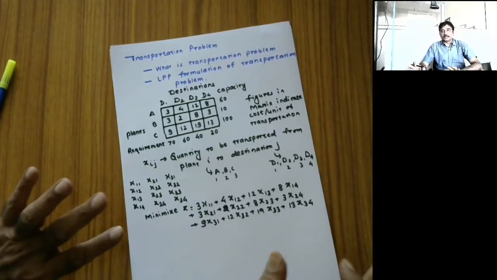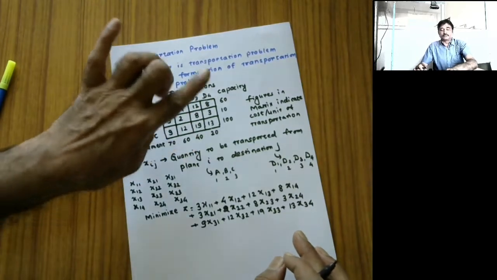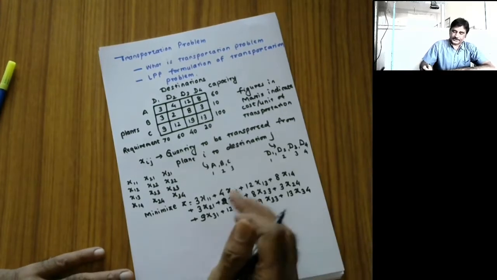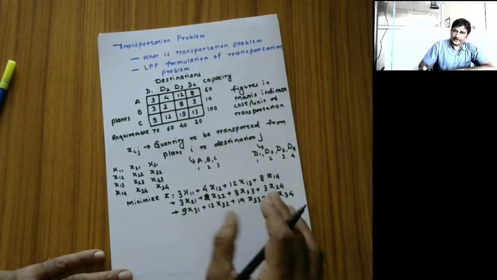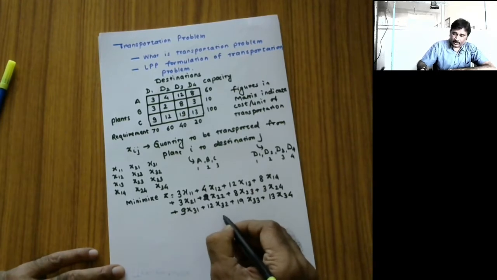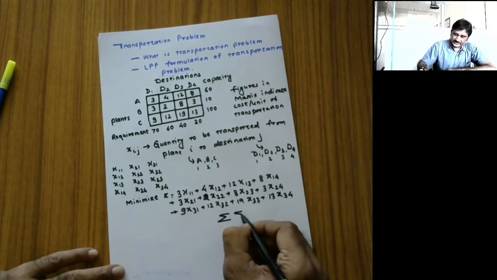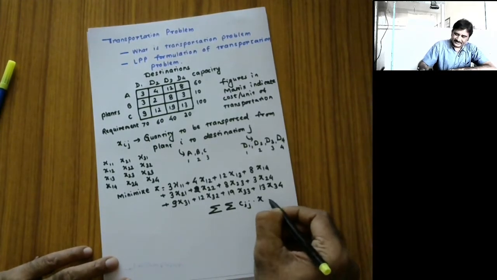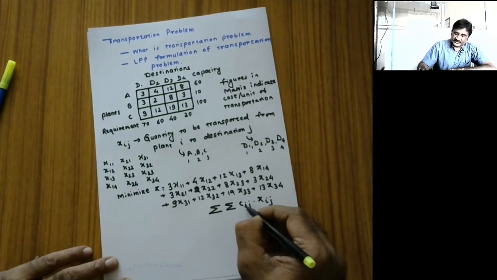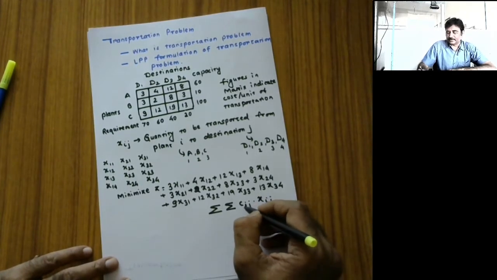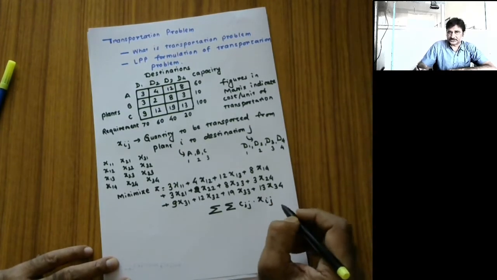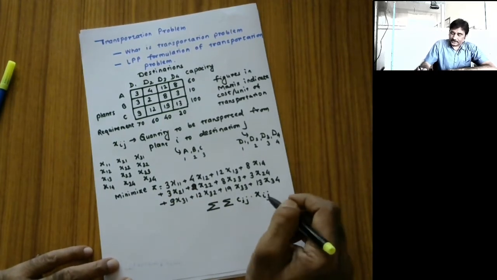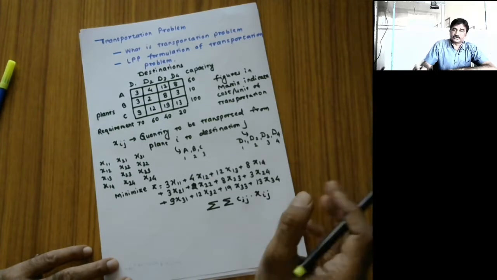There are in all 12 terms because there are 12 costs per unit of transportation and 12 quantities to be transported. So if I want to write it in a concise or general form, I can write it in this form: double summation of Cij into Xij, where Cij is the cost per unit of transportation from plant I to destination J, and Xij is the quantity to be transported from plant I to destination J.